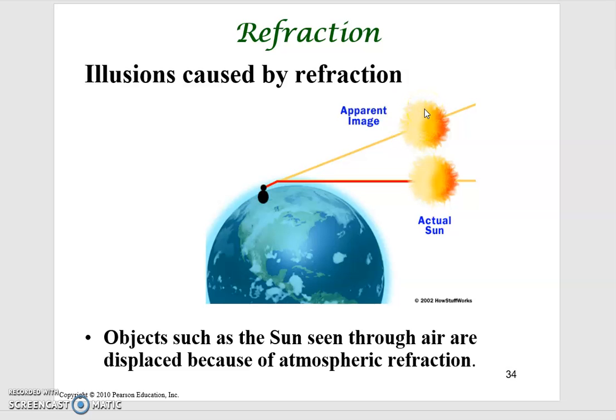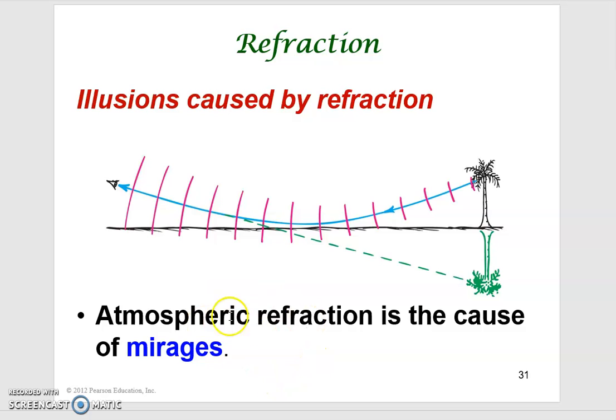Which means it depends on the time of the day. The position where you see the sun in the sky may not be its real position. So I invite you to think about what will happen using the concept of atmospheric refraction, using the concept we just studied.